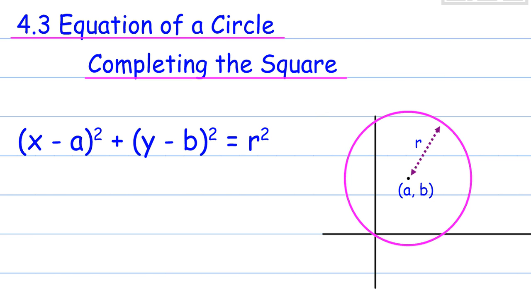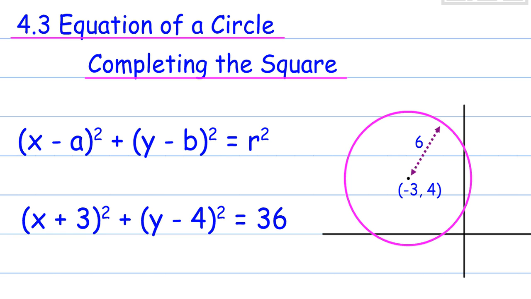This is the second part of 4.3, where we'll be using completing the square to find the equation of the circle. At the start of section 4.3, we've learnt that (x minus a) all squared plus (y minus b) all squared equals r squared is the equation of a circle, where the centre of the circle is (a, b) and the radius is r. For example, (x plus 3) squared plus (y minus 4) squared equals 36 gives us a centre of (minus 3, 4) and a radius of 6.